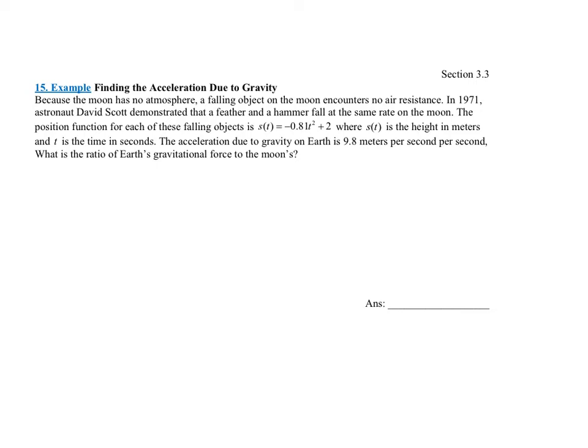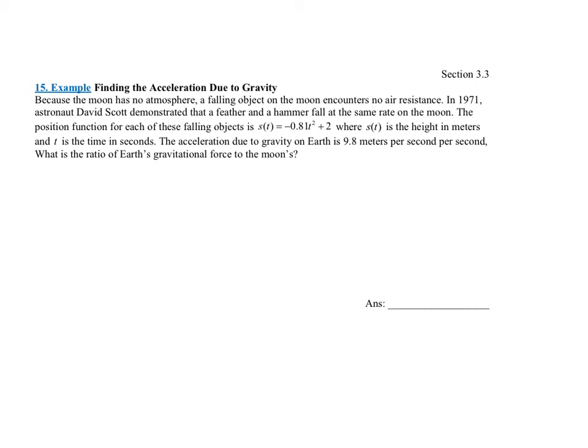So it says because the moon has no atmosphere, a falling object on the moon encounters no air resistance. In 1971, astronaut David Scott demonstrated that a feather and a hammer fall at the same rate on the moon. It's a really, really cool concept. You drop a feather and you drop a hammer at the exact same time, just hold them both and drop them equally, and they will hit the ground at the exact same time. That's because there's no air resistance.